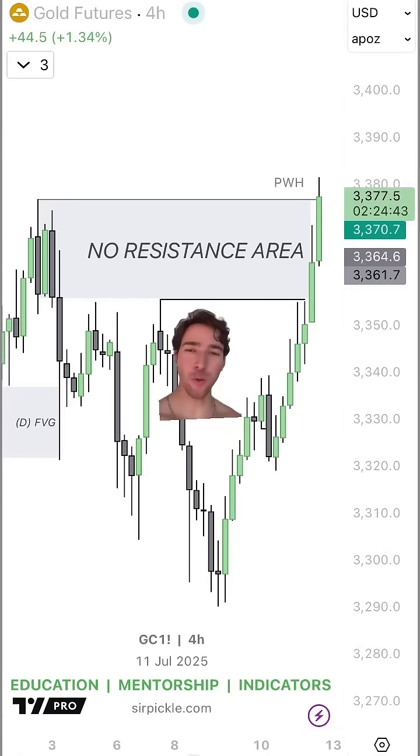Now, coming into the 4-hour right here, we have this no resistance area, which is what I really liked about today. And all that is simply, you see this area up here, this is a daily swing high as well as a very prominent 4-hour swing high. That area right here, from this high to the previous week's high, there is no resistance in the form of an opposing PD array. If you look to the left right here, there is literally nothing but that previous week's high as the next draw on liquidity, meaning price action over here.